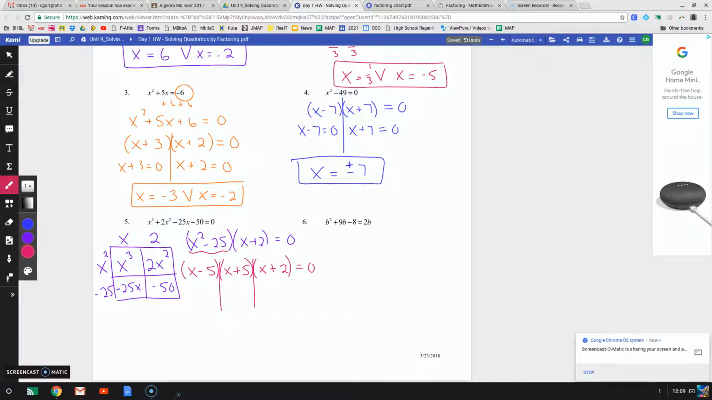I am now going to set all 3 of my pieces equal to 0. And instead of getting 2 possible roots, I end up with 3. I can have x equals 5, x equals -5, or x equals -2. I know that there's 3 possible roots here because this is to the power of 3. Hopefully that'll help you get started on the rest of the homework, and I will see you soon.